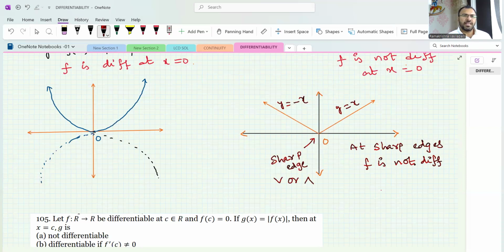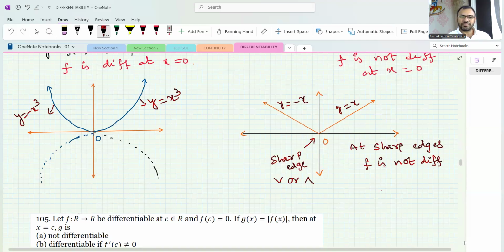This is the y equal to x cube graph for x greater than 0. This is the y equal to minus x cube graph for x negative. And it has no sharp edge at all.